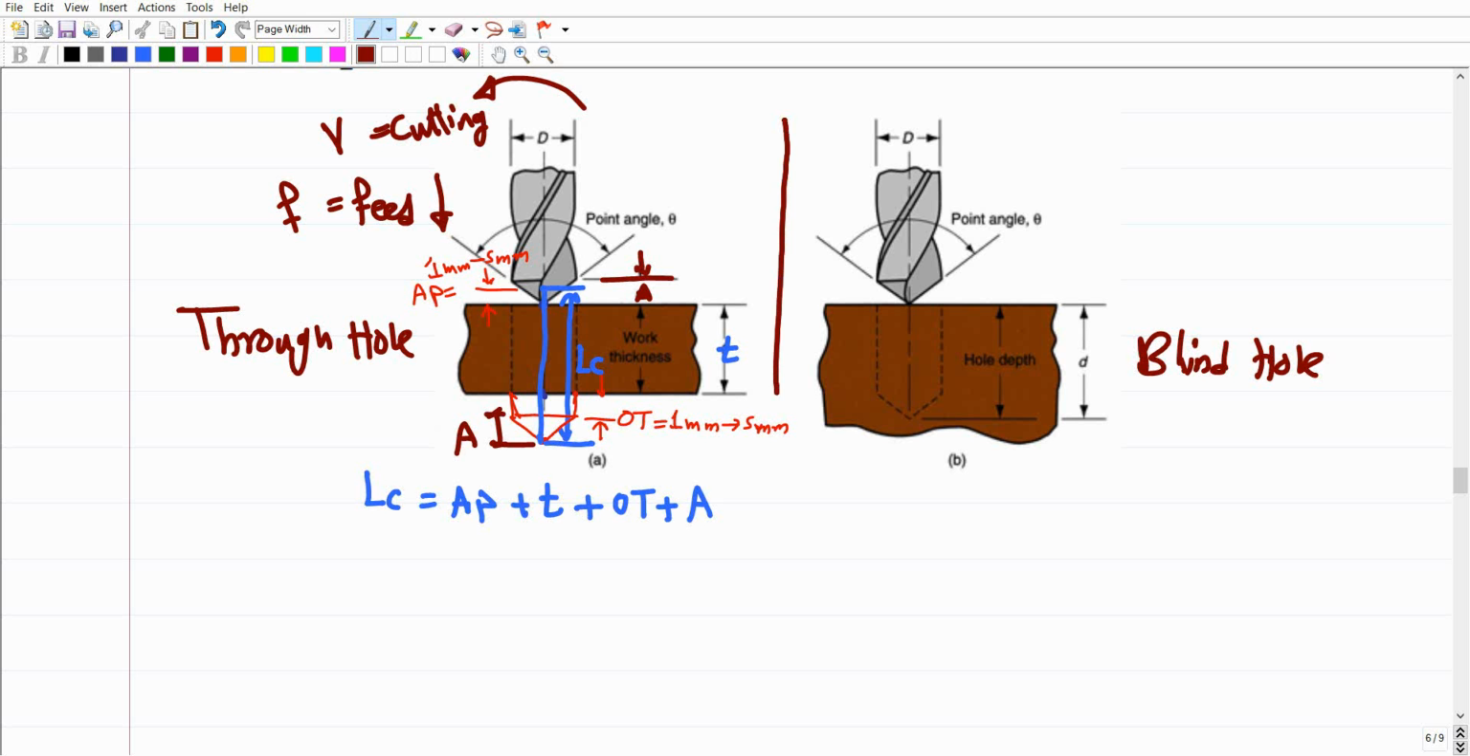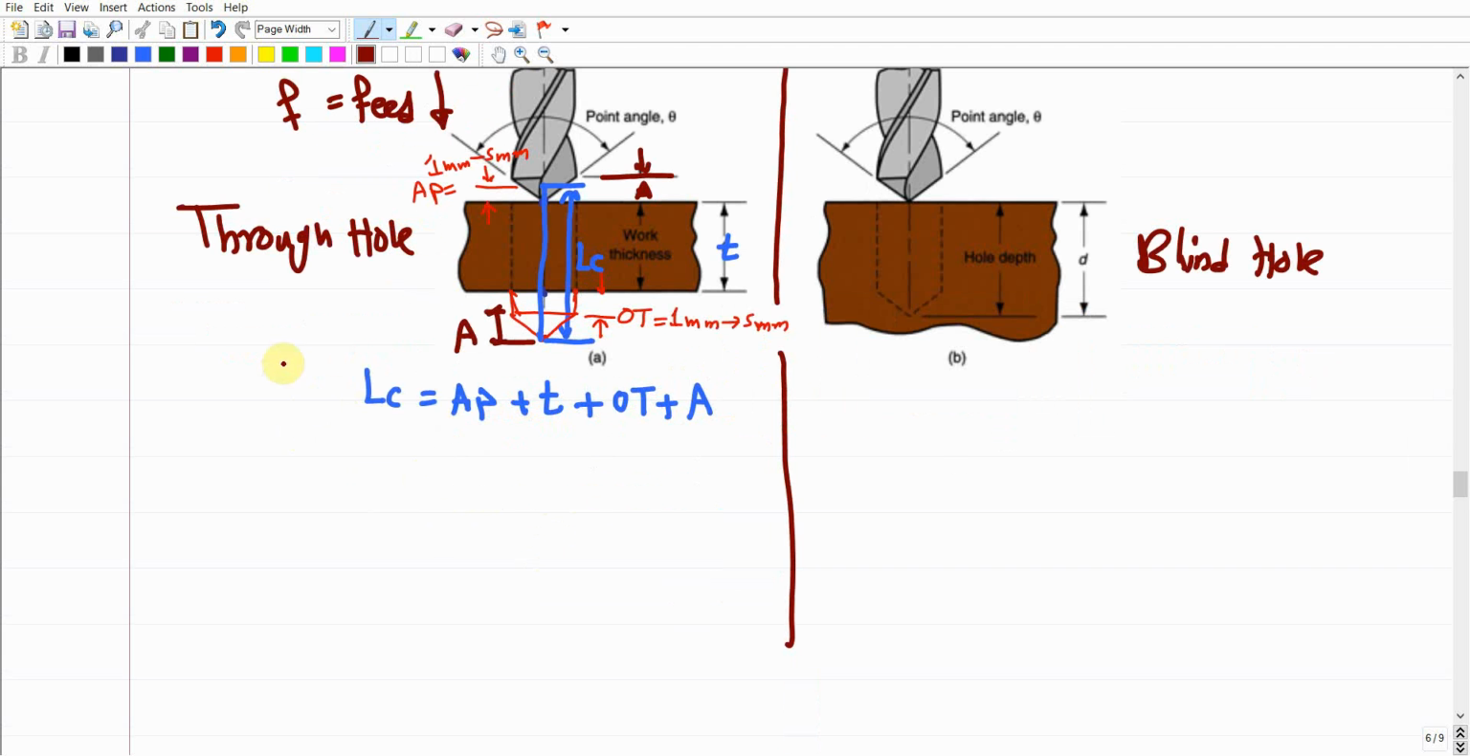For a blind hole, we're going to have slightly different things. So let us split it, and then we're going to discuss the blind hole later. Make sense? So this is for the LC. As we mentioned before, if the approach distance was not given and the over travel distance was not given, these two terms will be zeros. T definitely is going to be the thickness of the work part, and we still need to calculate A.